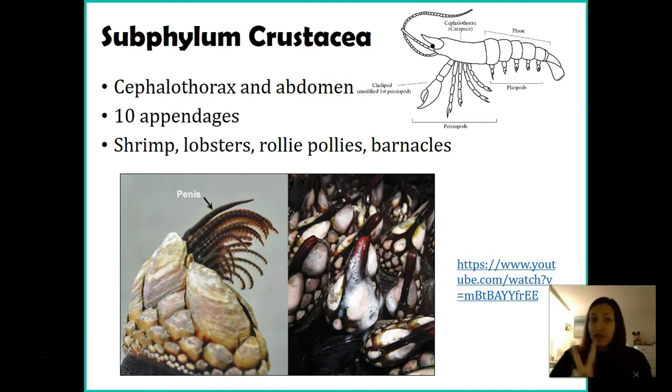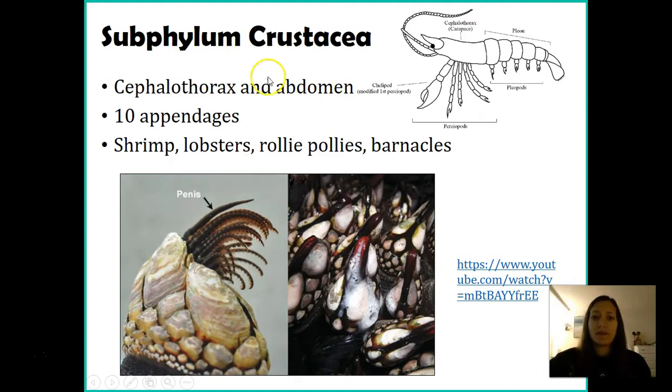Another subphylum, so we have 2 more that we're going to talk about, is subphylum Crustacea. So this includes our organisms called crustaceans, which you've probably heard that word before. Crustaceans have body segments similar to Hexapoda. You think of Hexapoda having a head, a thorax, and an abdomen. However, with Crustacea, they actually only have 2 body segments.